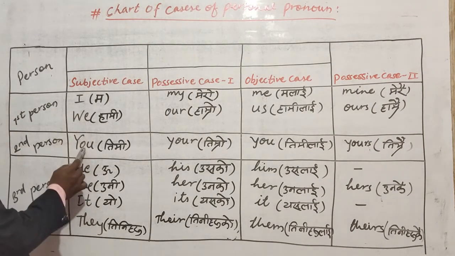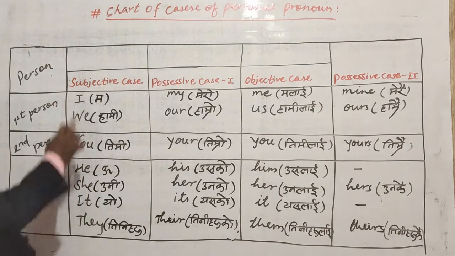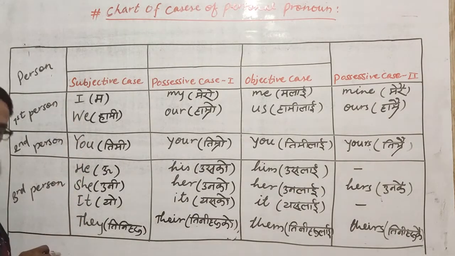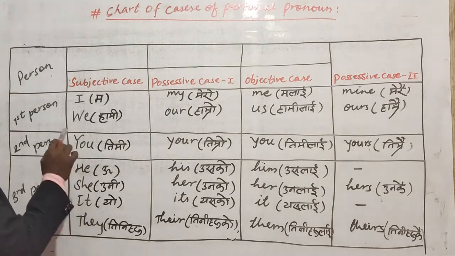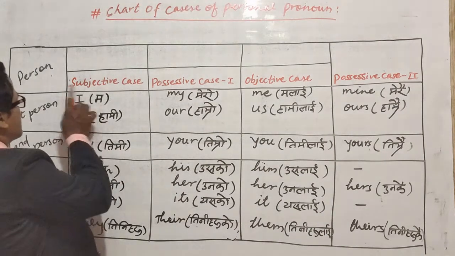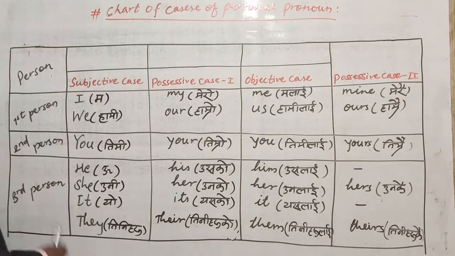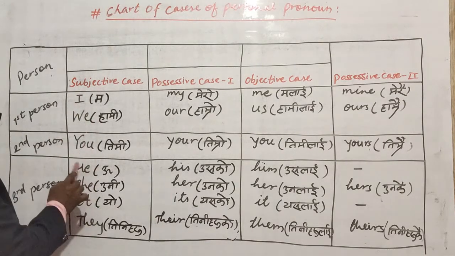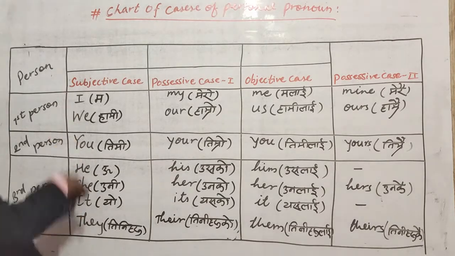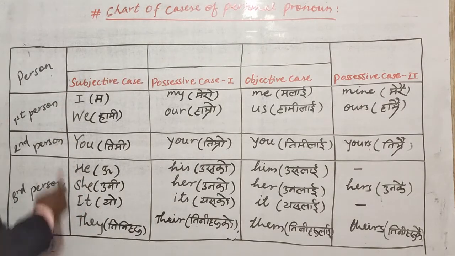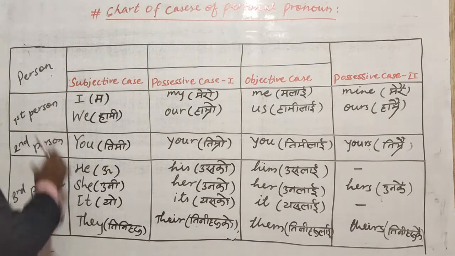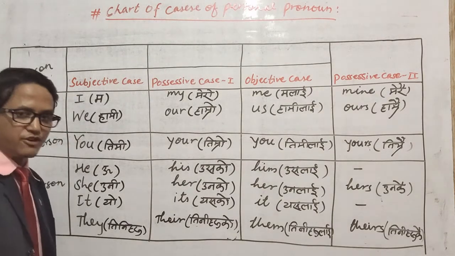So we talk about these personal pronouns. See, I, we, you, he, she, it, they. So they are personal pronouns. They are always used as subject in the sentence, and they are called subject case. I, we, you, he, she, it, they. So they are used as a subject. I and you are first person.